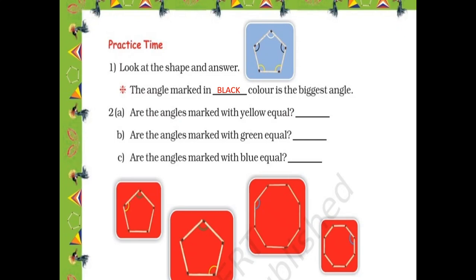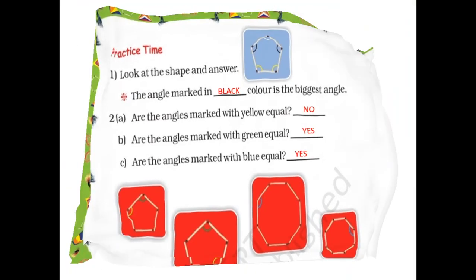Now observe the pictures given at the bottom. Are the angles marked with yellow equal? You have to observe and find out. Are they looking equal? No. Are the angles marked with green equal? Again, observe the angles. You will find that they are equal. Yes. Are the angles marked with blue equal? Yes.